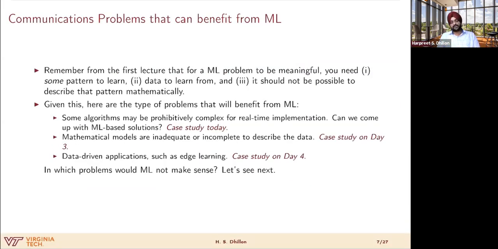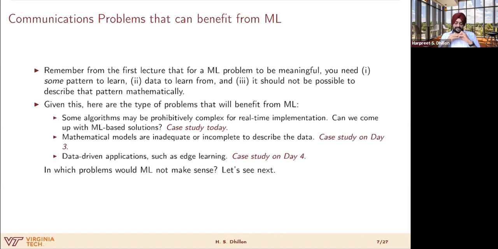Which is the communication problems that can benefit from ML. Let's just get to the main ideas quickly. Now, remember from the first lecture that a machine learning problem will be meaningful if you have some pattern to learn, you have data to learn that pattern from, and it should not be possible to describe that pattern mathematically. If it is possible to describe your pattern mathematically, as we'll be seeing in the very next slide, you can obviously do much better than what ML would do.